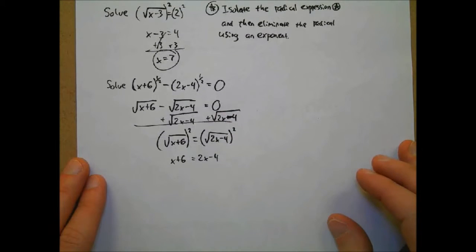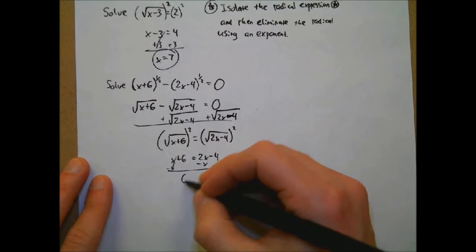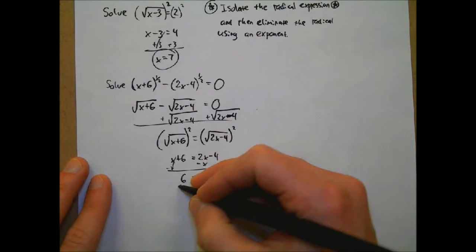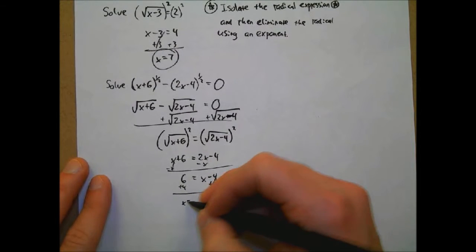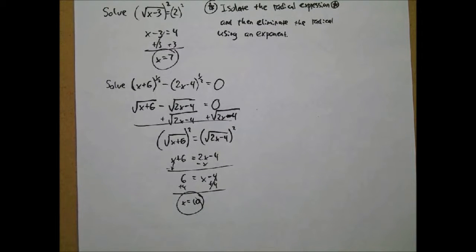Well, subtract an x on both sides. 2x take away an x is an x, minus 4. We'll add 4 to both sides, and we get x equals 10. Okay, x equals 10 is our answer.